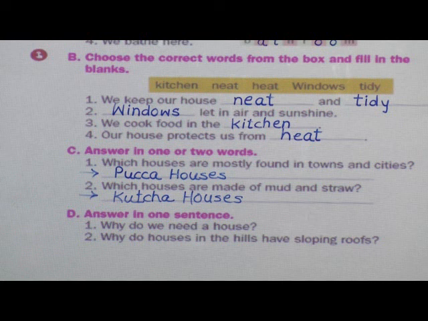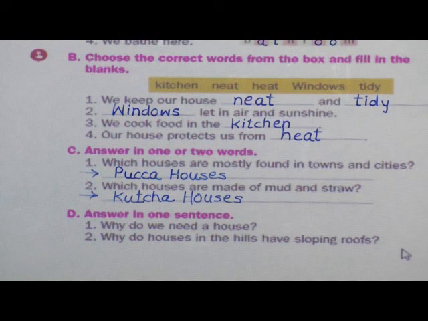Once again I will repeat the answer. Why do we need a house? We need a house to protect ourselves from heat, rain, wind and cold. It also protects us from thieves and dangerous animals. Done. Next, why do houses in hills have sloping roofs?